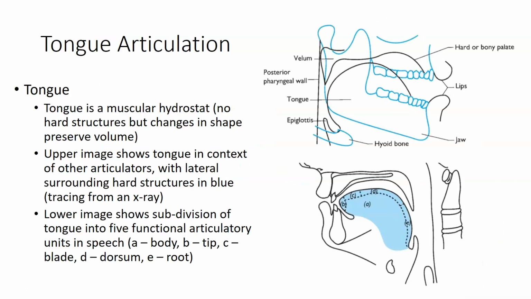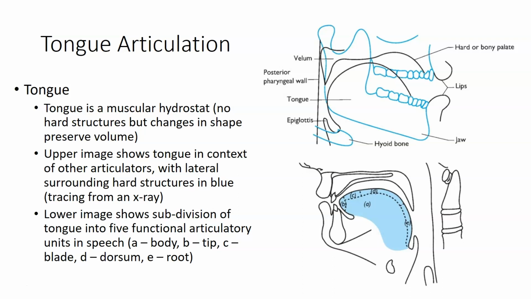The tongue is our most complicated articulator. It is described anatomically as a muscular hydrostat, which basically means it's kind of like a water balloon. It doesn't have any hard structures in it. It can change its shape, but if you squeeze it in one part, something else is going to have to stick out in order to maintain the volume.